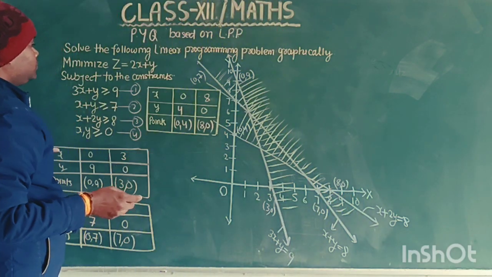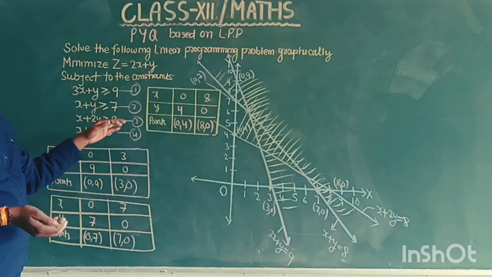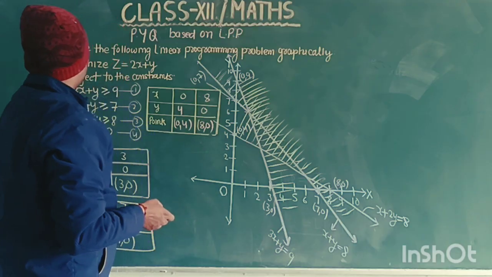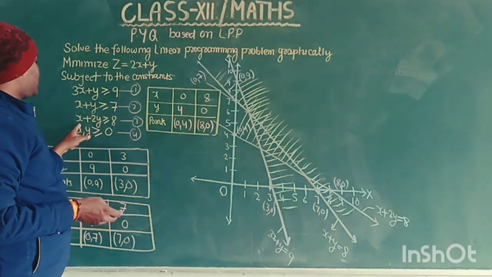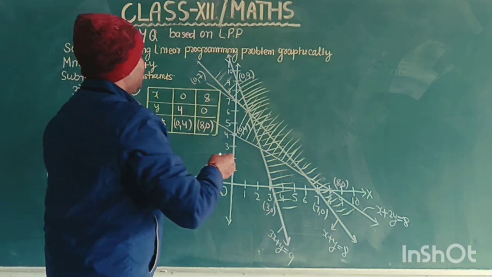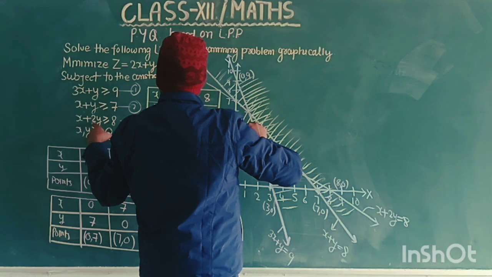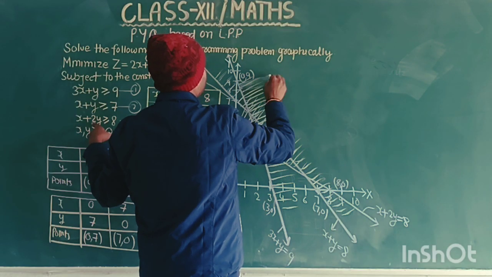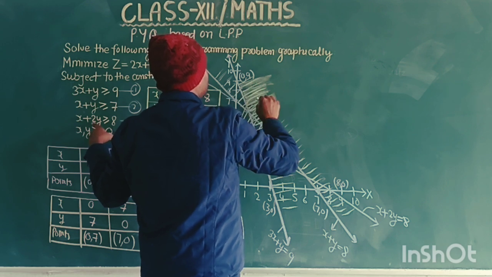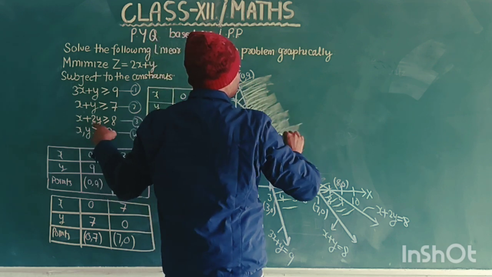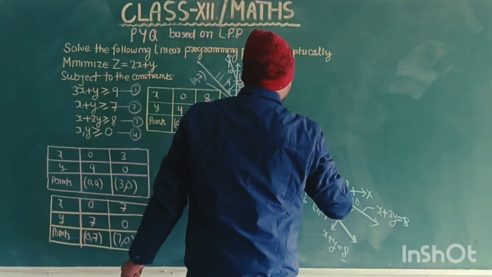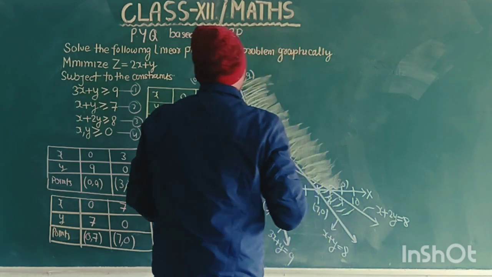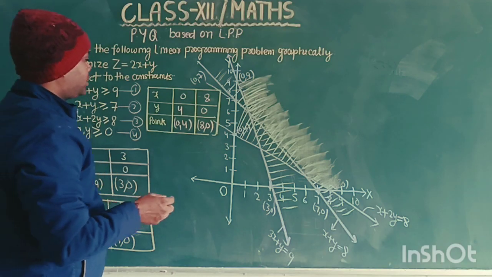Okay, and next, third is x plus 2y, which also does not contain the origin. So the region is just above the line. Okay, so from these 3 equations we will see that the feasible region is unbounded, and also plot x greater than 0.